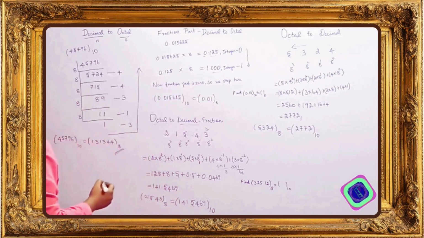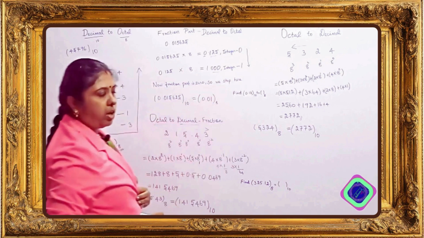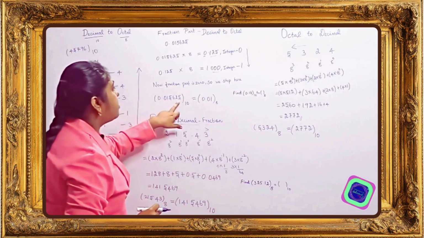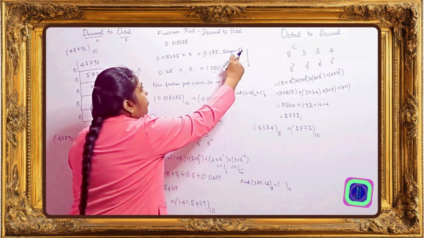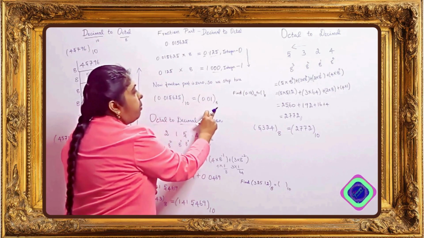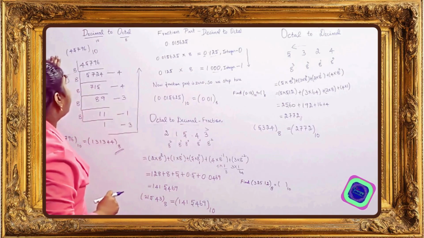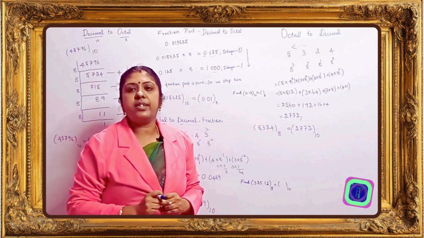And how we have to write the answer is, we have to write from the top to the bottom. So for 0.015625 to the base 10, we are arriving at a solution of 0.01 to the base of 8. Okay, that's all for the decimal to octal as an integer part and decimal to octal as a fractional part.